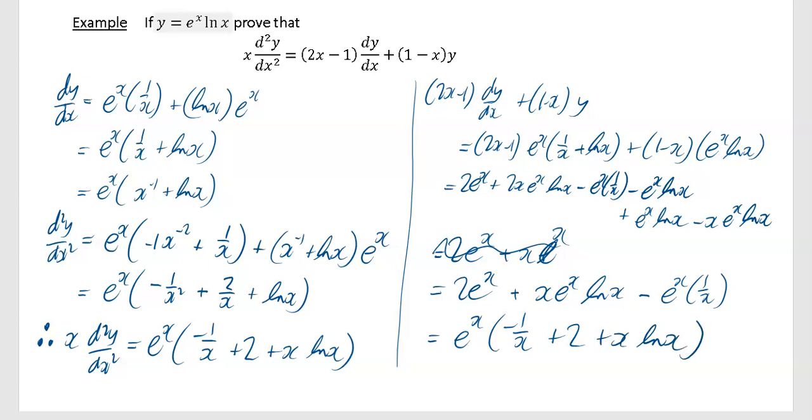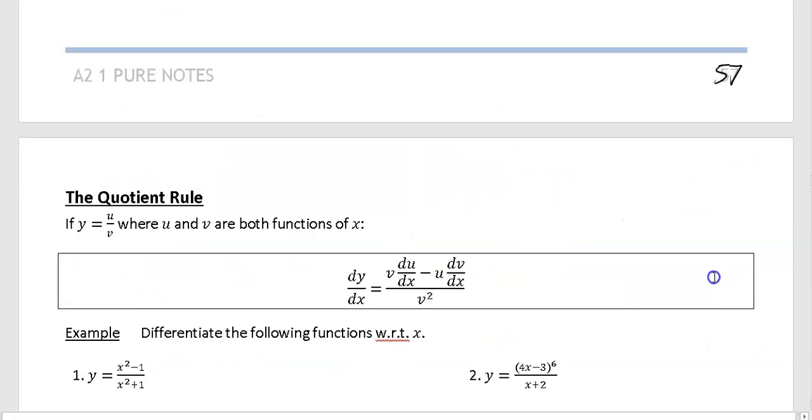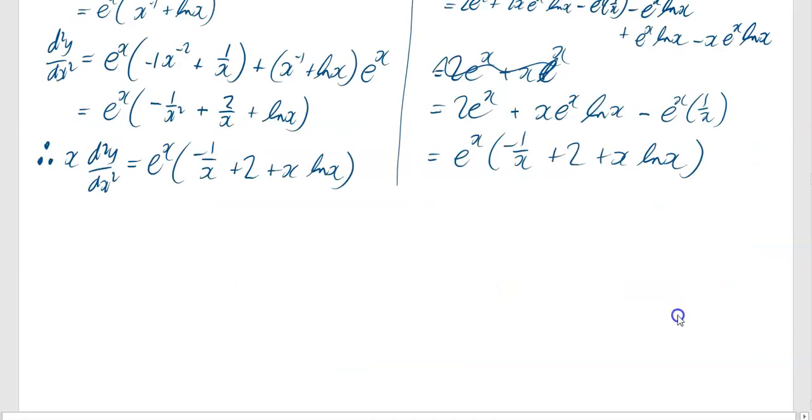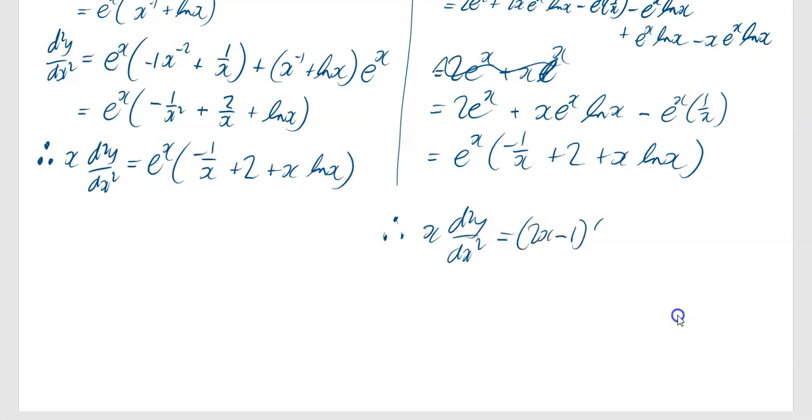So I've got there eventually, so I've shown that x d2y by dx squared is equal to 2x minus 1 upon dy by dx plus 1 minus x y. I will just write that in at the end to show that I have understood all of that. So just say, therefore, x times d2y by dx squared equals 2x minus 1 dy by dx plus 1 minus x upon y. I just write as required, and that is it.